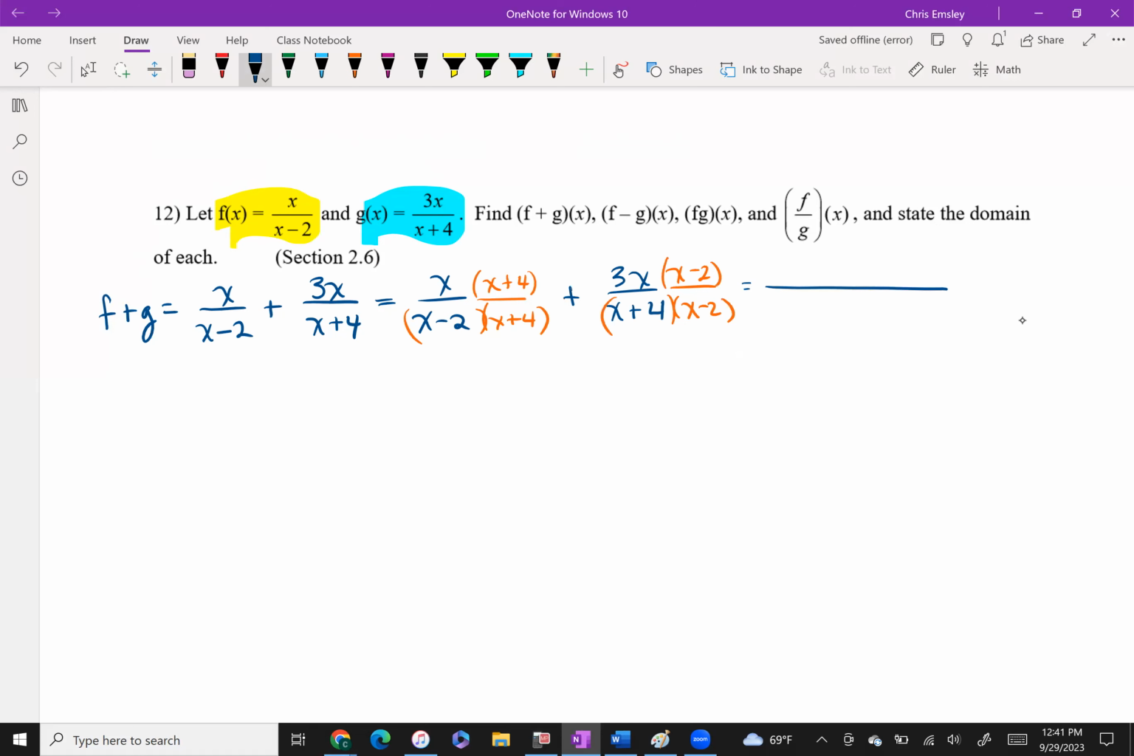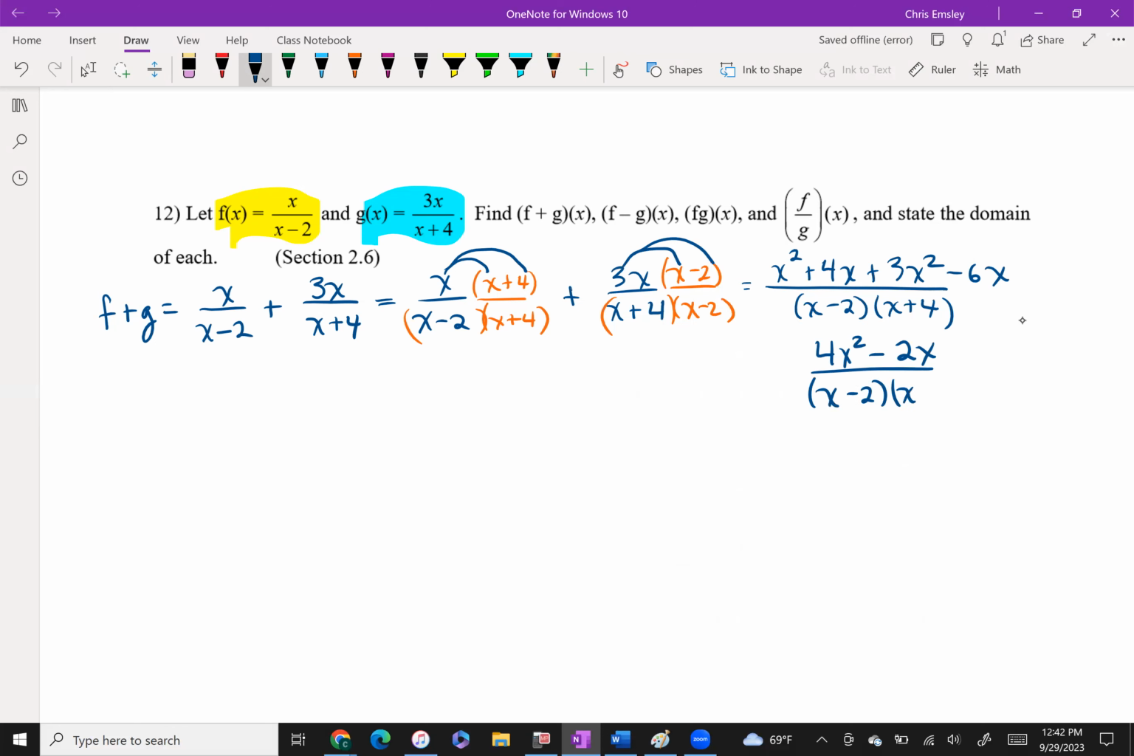Once I have that common denominator, I'm just going to copy it over. And then we add across the top. We add up our numerators. I'm going to go ahead and distribute as I do that, just to save myself a writing step. So here I get x squared plus 4x plus 3x squared minus 6x. And you do want to go ahead and combine like terms where you can there. So x squared and 3x squared is 4x squared. 4x minus 6x, watch those signs. And there is our sum of our two functions.